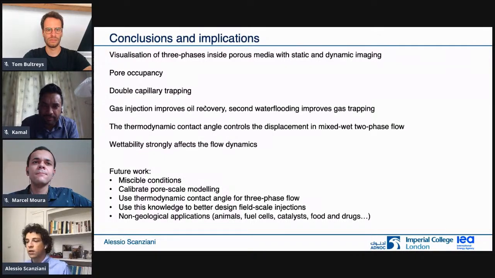And of course, the knowledge of this physics at the pore scale will certainly help the reservoir engineers to design the field-scale injections. And there is also potential for non-geological applications.